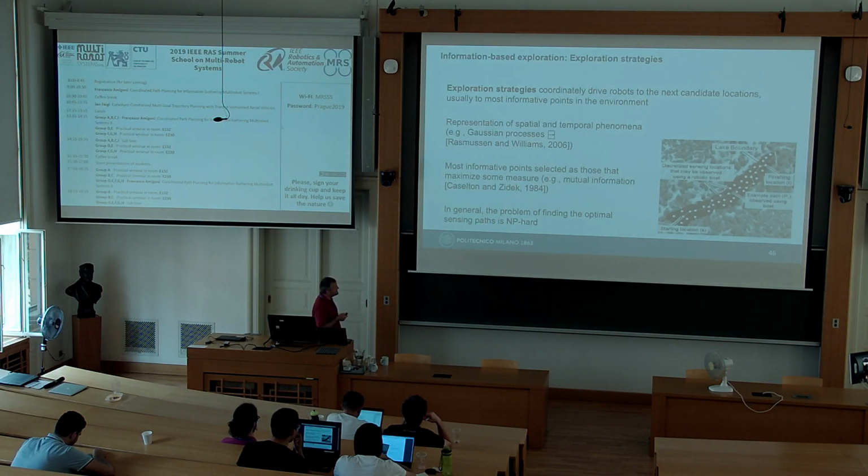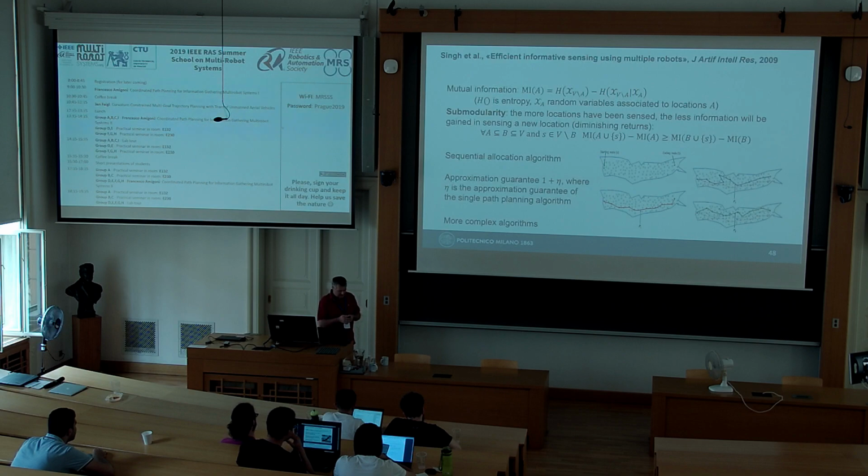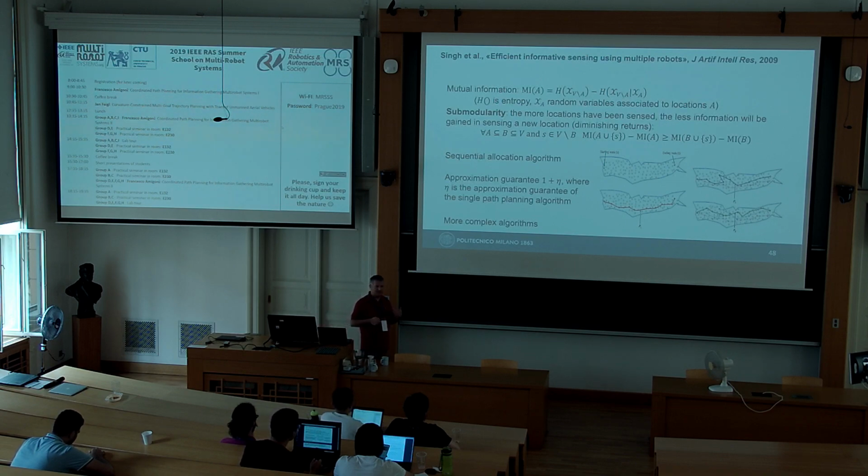Okay, in general, the problem of finding the optimal sensing path is also an NP-hard problem. Okay, let me just show one approach that is very famous, also this one. This is by Singh, Krause and Guestrin, and the approach is based, in this case, on the idea of using mutual information for deciding which are the interesting points of the environment that the robot should visit.